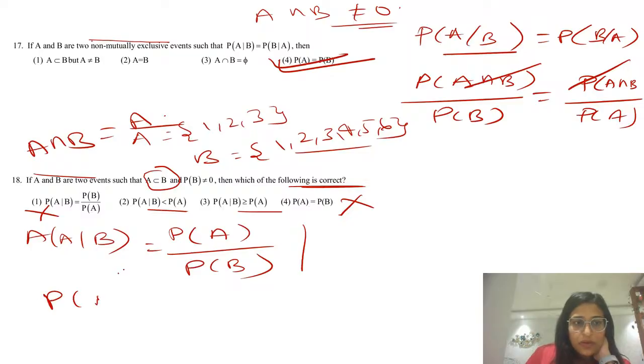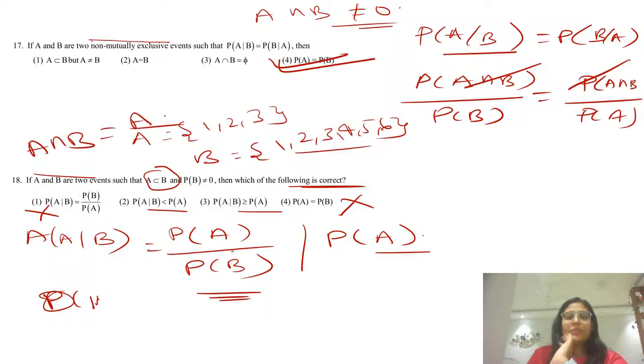P of A by B. We already know that it's P of A by P of B. Correct. So the probability of P of A by B is nothing but P of A by P of B. Let's assume this example only. What is the P of A here? How many elements are there in A? It is 3. How many are there in B? 6. So if I just take 3 by 6 here, 3 by 6 is 1 by 2.